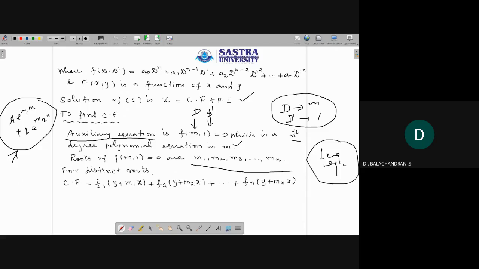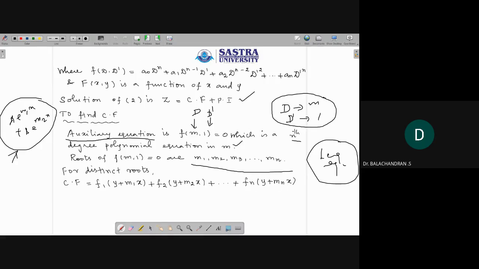Now first you should find the complementary function. For this, you need to form the auxiliary equation. So first you should replace D by m and D' by 1 in f(D, D'). You will get an auxiliary equation, and you should find the roots. If all the roots are distinct, then the complementary function is f1(y + m1x) + f2(y + m2x) up to fn(y + mnx), where f1 and so on are arbitrary functions.